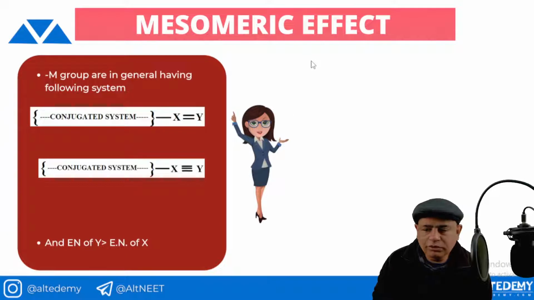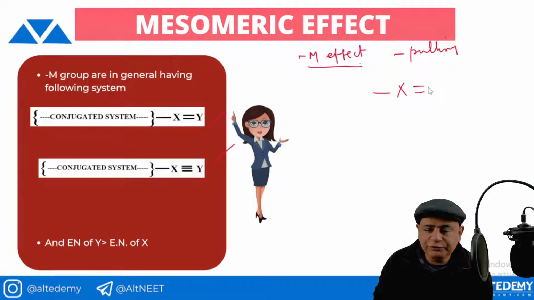Okay. Now, looking at minus M effect. We talked about plus M effect. Now we are talking about minus M effect. Minus M effect is a pulling effect. Plus M effect was a pushing effect. Now, if you find these two situations, there is a conjugated system, and if you find a double bond here, or a triple bond here, then in that situation, generally they will have a pulling effect. And in this situation, the electronegativity of Y should be greater than the electronegativity of X.